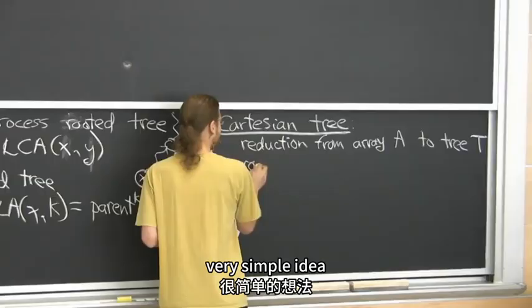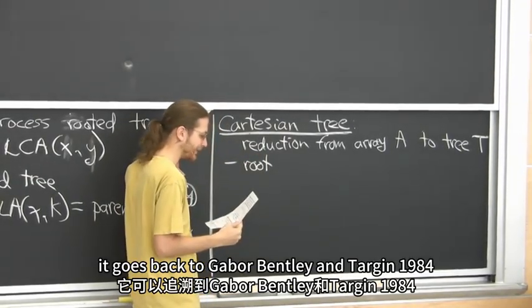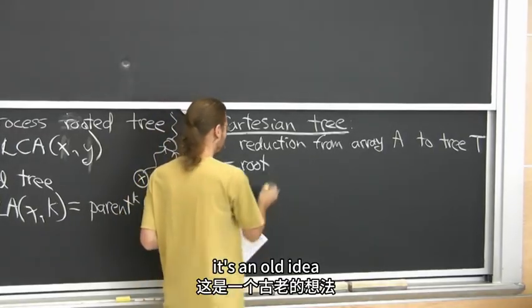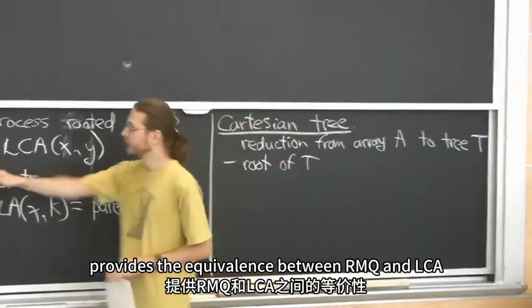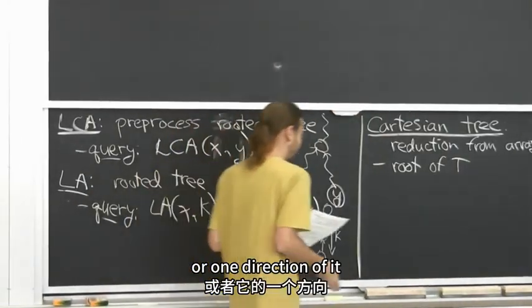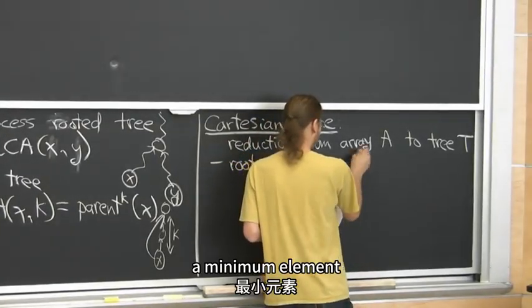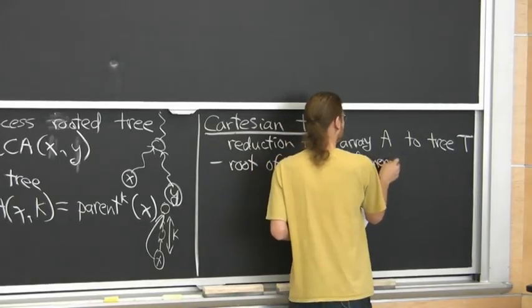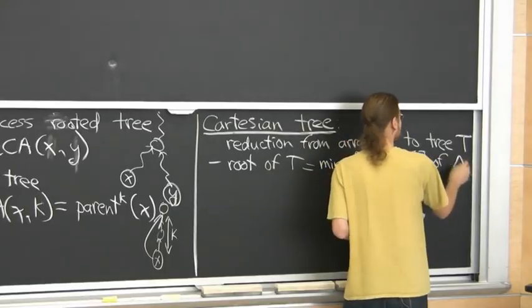Very simple idea. It's called the Cartesian tree. It goes back to Gabow, Bentley, and Tarjan in 1984. So it's an old idea, but it comes up now and then, and in particular provides the equivalence between RMQ and LCA, or one direction of it. I just take a minimum element, let's call it A_i, of the array.